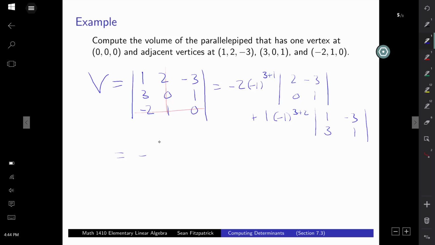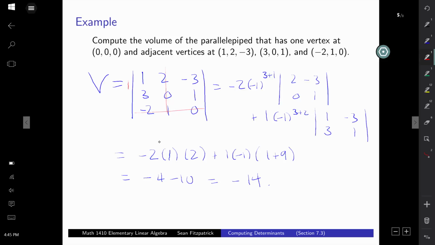So I get minus 2 times plus 1 times, well, that determinant is just 2, and then the other one I get 1 times minus 1 times, that's 1 plus 9. 1 plus 9. And now you might be saying, uh-oh, that's minus 4 minus 10, minus 14. Well, that can't be right. That can't be right. Right? That's not a volume. Volume shouldn't be negative.